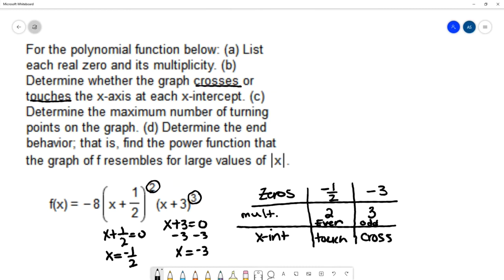Then in this next part, we want to determine the maximum number of turning points. In order to determine the maximum number of turning points, we have to know the degree of this polynomial. So the degree of the polynomial we're going to get by how many factors on the variables we have here. We have 2 factors on this one and 3 factors on this one, so we have 5 factors of x. That's going to give us a degree of 5.